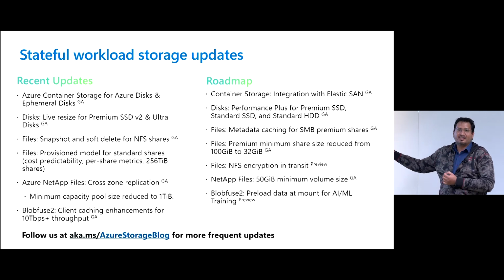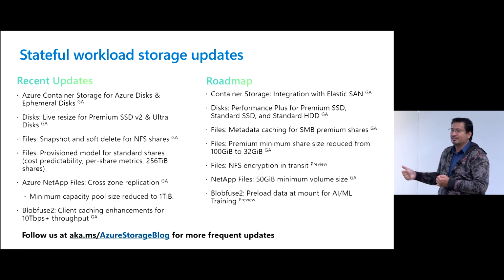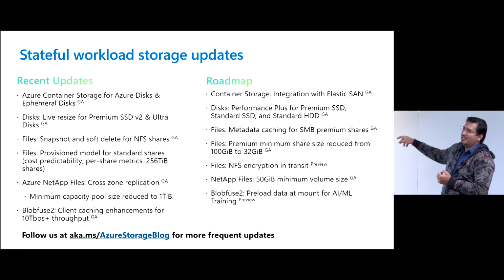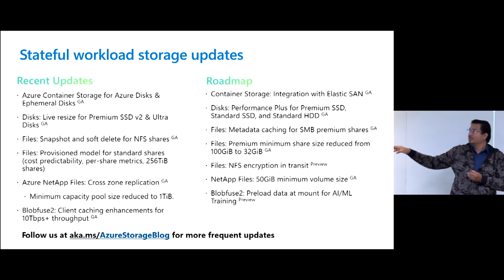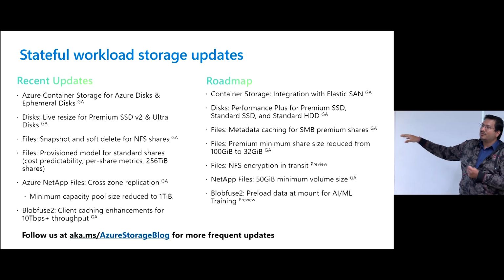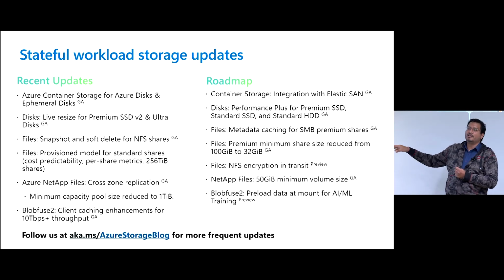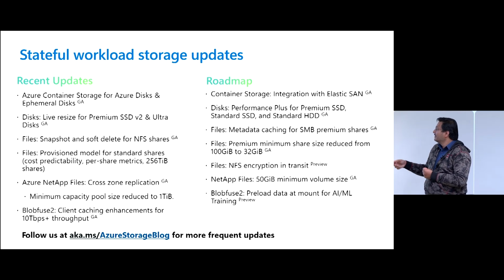Metadata caching, we just discussed. We want to take it to GA. Premium file shares, it's currently in preview. You can request it in selected regions. Minimum file share size reduced from 100 GB to 32 GB. So even more efficient utilization of the shares that you're provisioning.